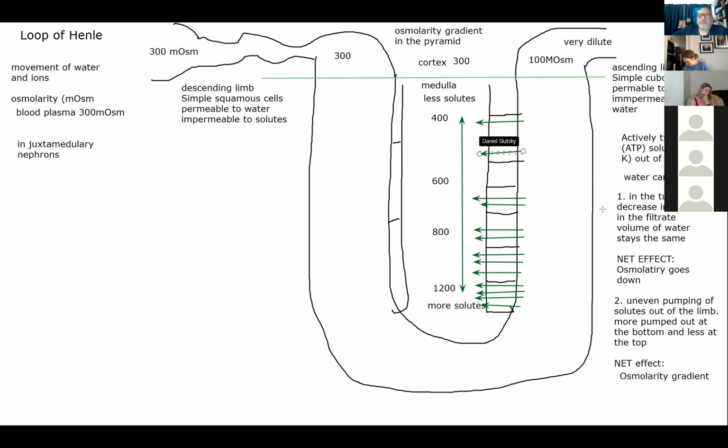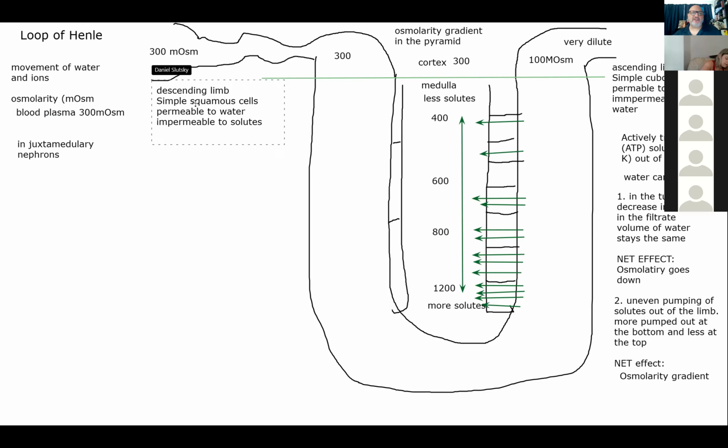All right. Questions on that? So that is what's going on in the ascending limb. So let's talk about how that affects the descending limb. Remember, the descending limb is our simple squamous cells that solutes aren't able to move through, but water can.